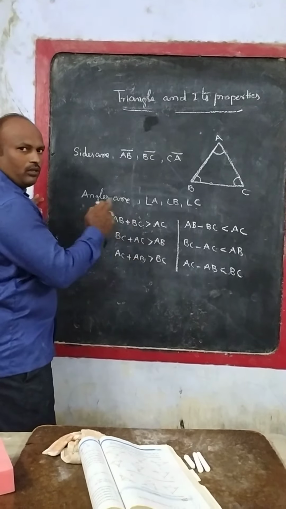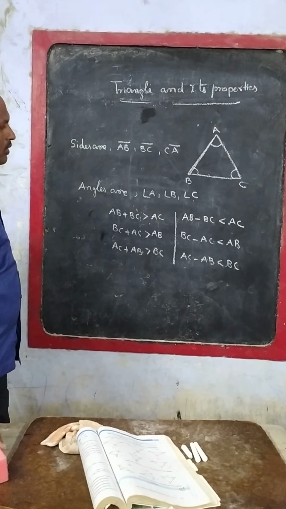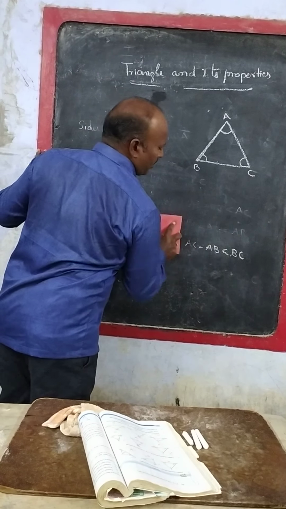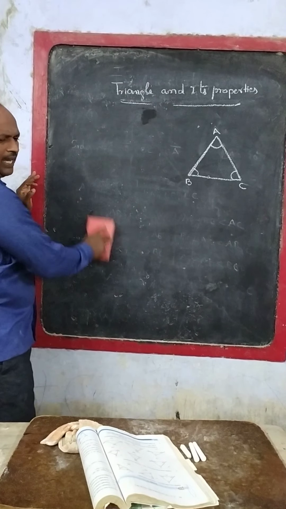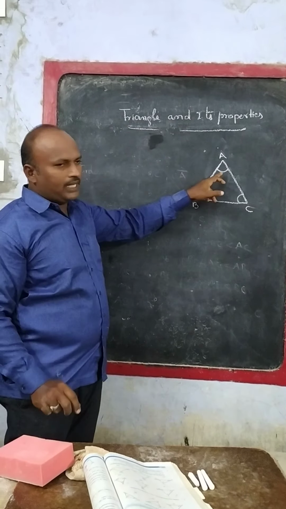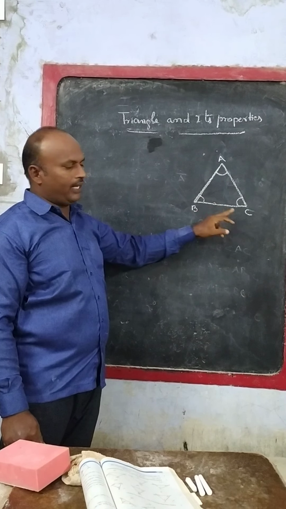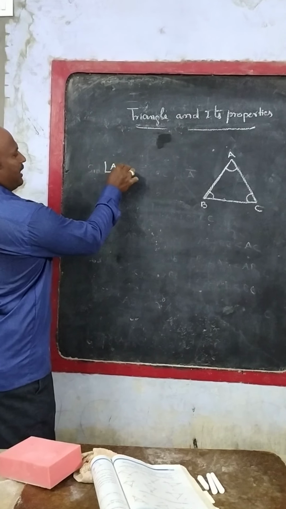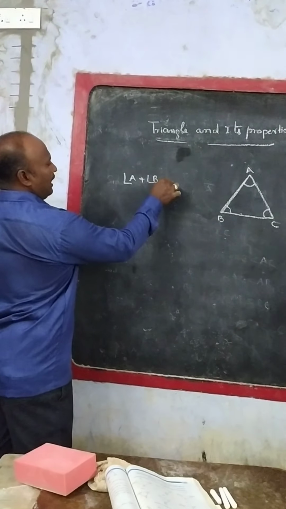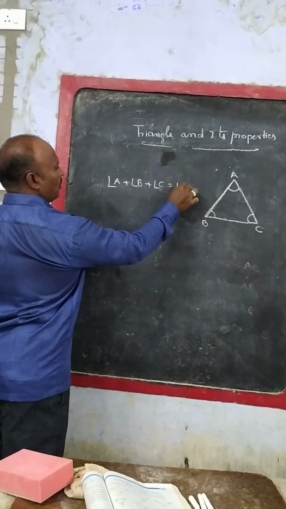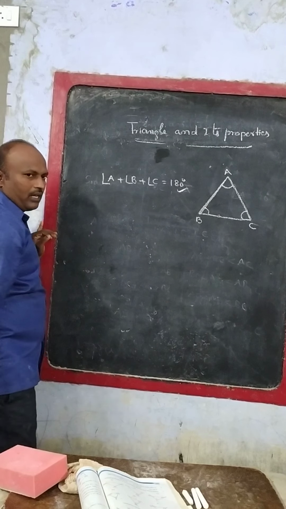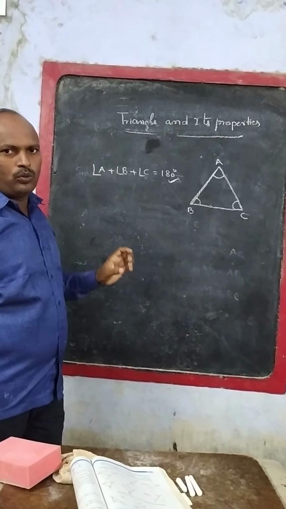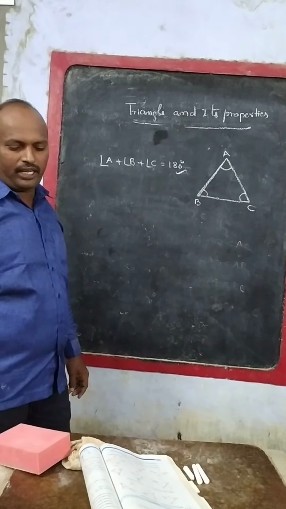So already we have learned these two properties, and also we have to learn the angle sum property. In this triangle, how many angles are there? Three angles: angle A, angle B, angle C. The angle sum property is that the sum of three angles in a triangle is 180. Angle A plus angle B plus angle C is equal to 180. This is called the angle sum property. By using this property, we will do some sums in exercise 3.